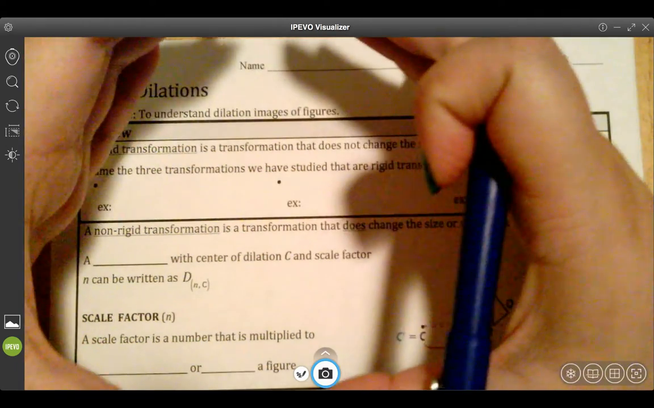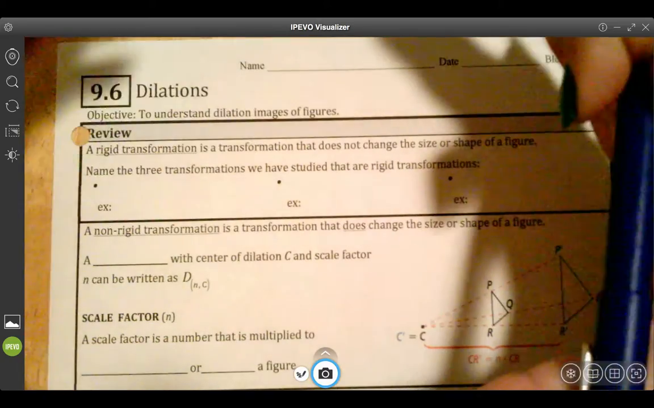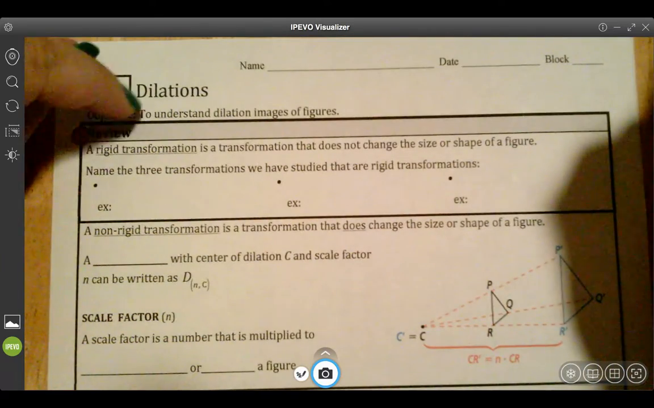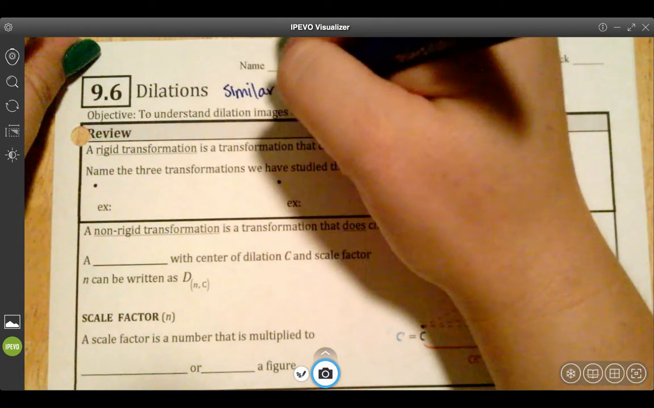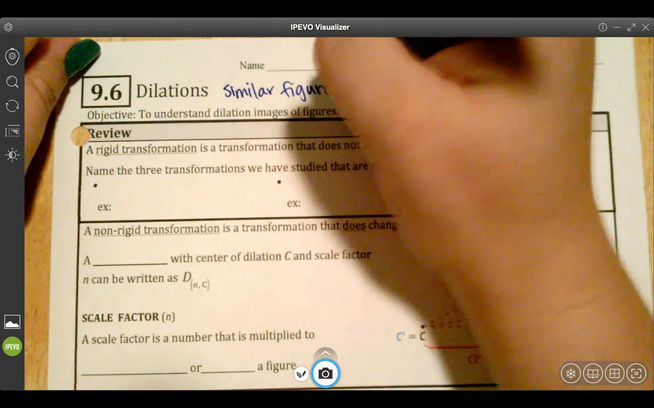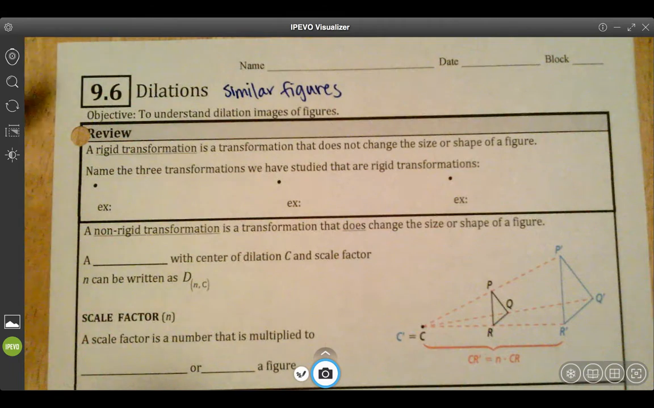And specifically, it means getting smaller or bigger without changing your ratio. So this is going to give us similar figures instead of congruent figures. So our objective is to understand dilation of images and figures.